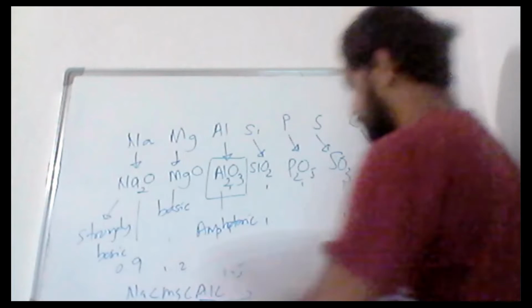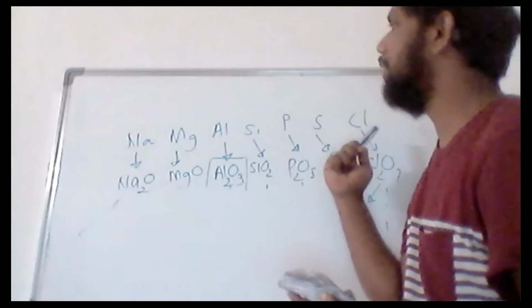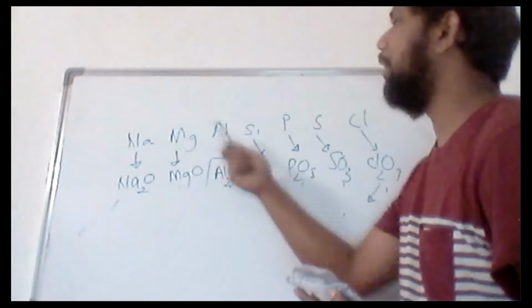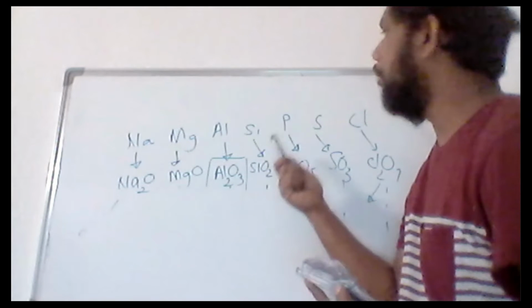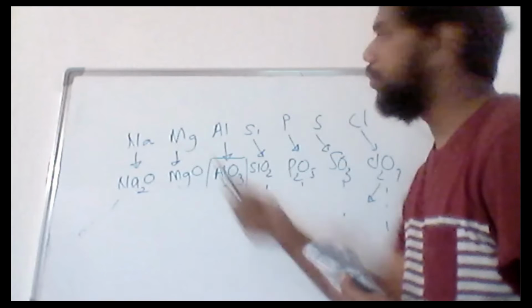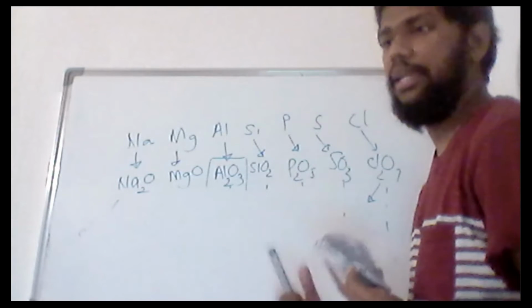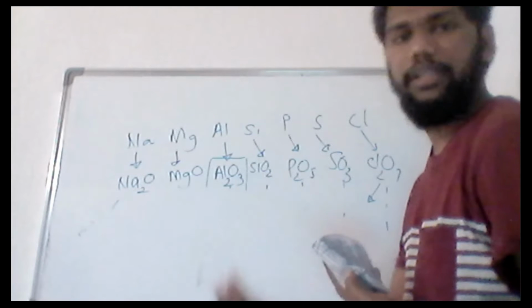So that is one. The second thing is atomic radius. Again, from left-hand side to right-hand side, one electron is added each time, but at the same time, the effective nuclear charge increases more. So from left to right, the atomic radius decreases. So atomic radius decreases, electronegativity increases, okay?